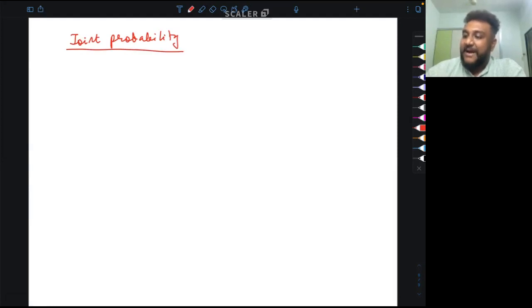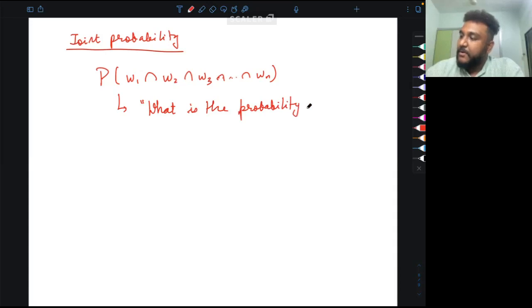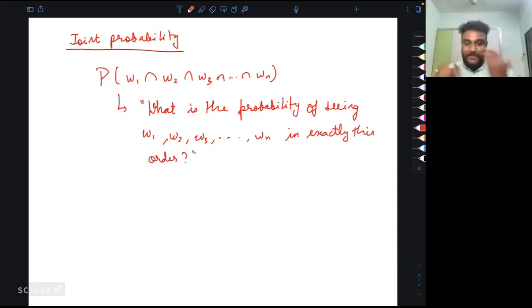Whenever we have terms like this, P of W1 intersection W2 intersection W3, so on till intersection Wn, in our mathematical equation, what this means is basically: what is the probability of seeing word 1, word 2, word 3, all the way up till word n in exactly this order? In exactly this order, what is the probability of seeing the words?